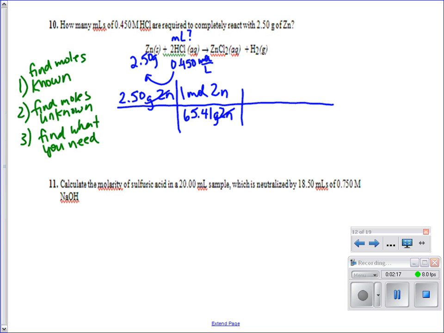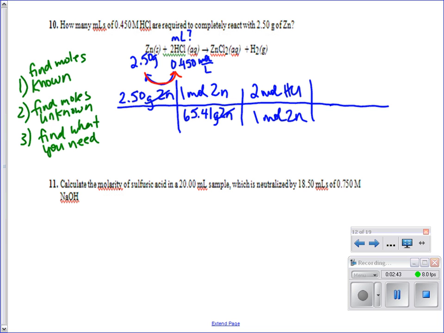Now I'm going to do stoichiometry, and my arrow was the wrong direction. We're going this way. And we're going to find the moles of the unknown. So what is that ratio? 2 to 1. So for every 2 moles of HCl, I have 1 mole of Zn. Okay. And then I'm going to find what I'm looking for.